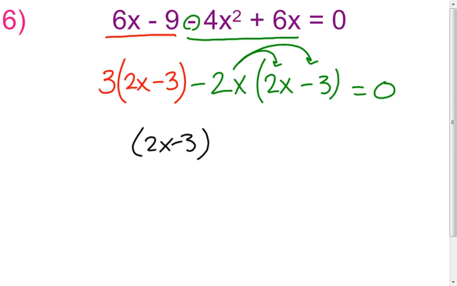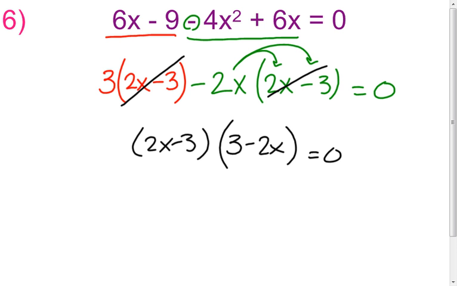So I will factor the 2x minus 3 out. When I do that, I have a 3 left in the red. And when I factor it out of the green, I have negative 2x left. And now you're at the point where you can set each parentheses equal to 0 and go ahead and solve it. Oops, and by the way, guess what I forgot? Oh no, I didn't. Okay. Set each parentheses equal to 0.